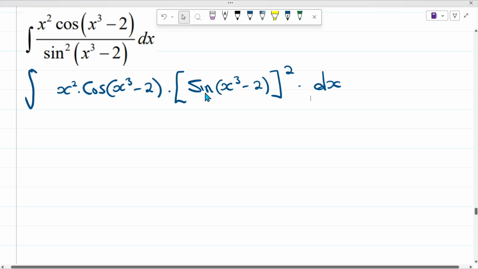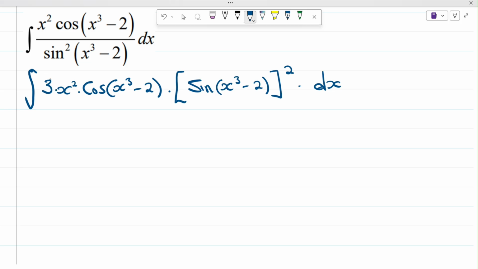Because when we differentiate sine of x cubed minus 2, we're going to get cos of x cubed minus 2 multiplied by the derivative of x cubed minus 2 with respect to x. That's going to be just 3x squared. But then we don't have 3x squared here, we only have x squared. So we can put the 3 and then multiply it by 1/3 so that we don't change the equation, right?